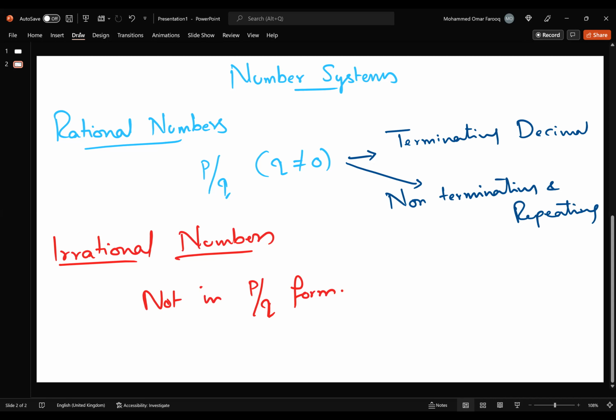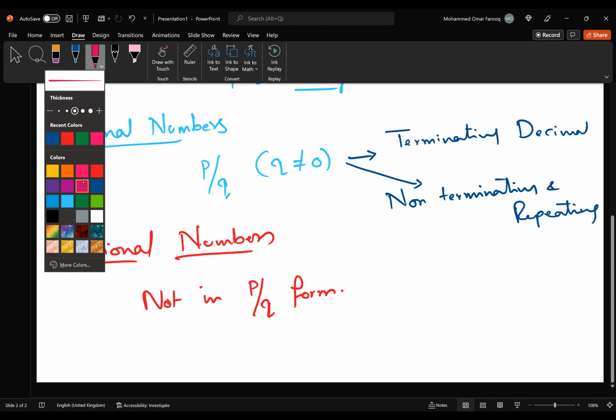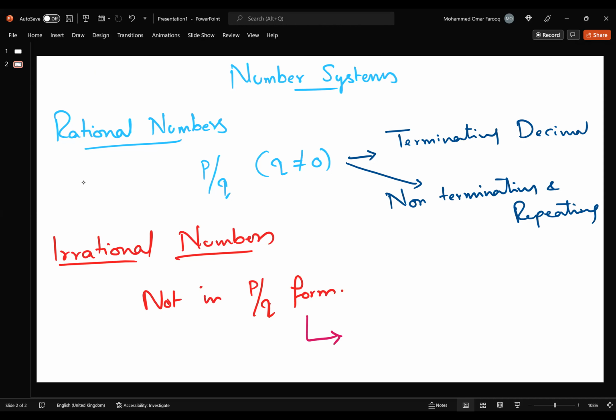And when you talk about irrational numbers, if they take decimal form, it will take only decimal form. It cannot be in p by q form. So they take non-terminating and non-repeating or non-recurring decimals. Okay, sir. So these are the concepts.